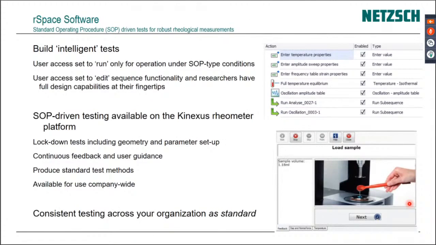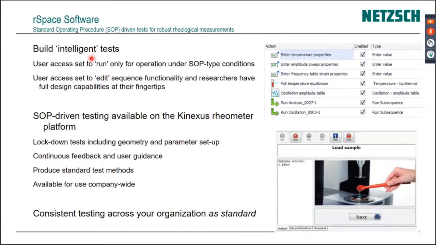Now in the Rspace software that comes with the instrument, it actually guides you right through all of these steps. So you can have in the sequence, enter the temperature, enter the amplitude sweep properties if you like, enter the frequency sweep properties, and then go to the temperature that you want, run an amplitude sweep, do an analysis, find the linear region, and then go straight into a frequency sweep and see the crossover frequency and things like this.